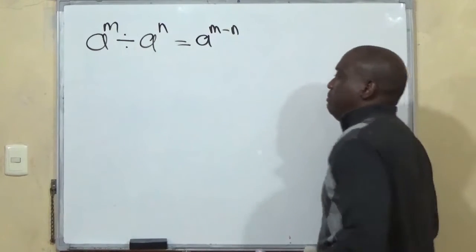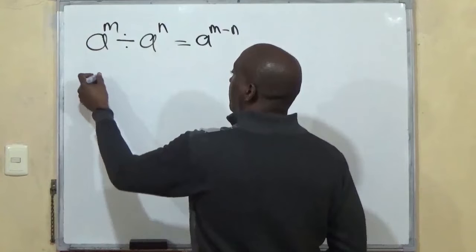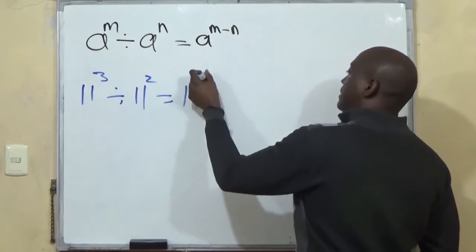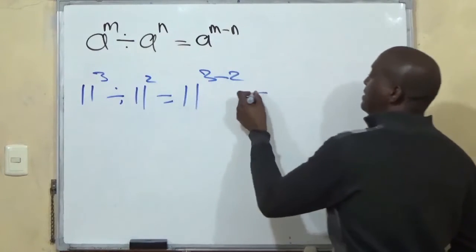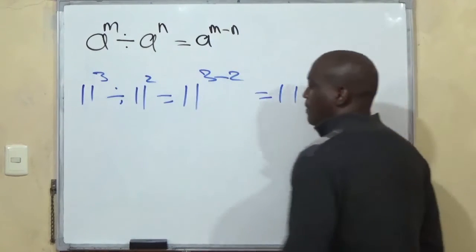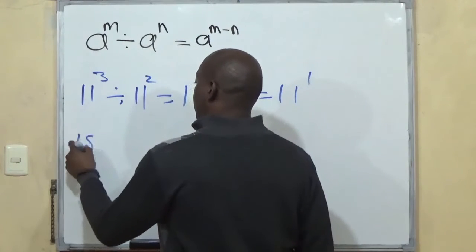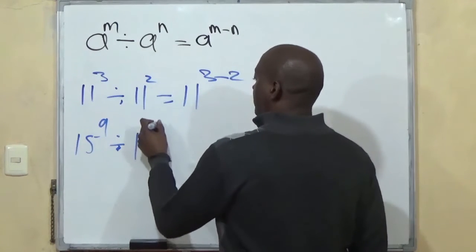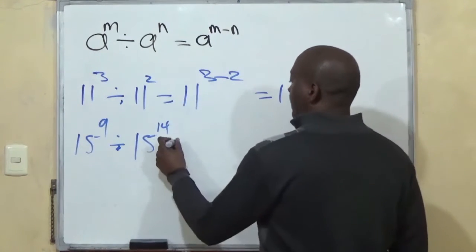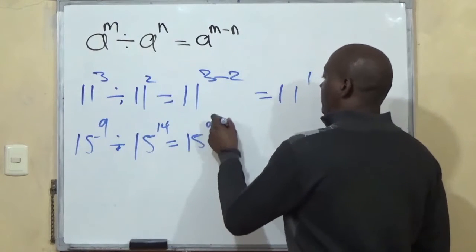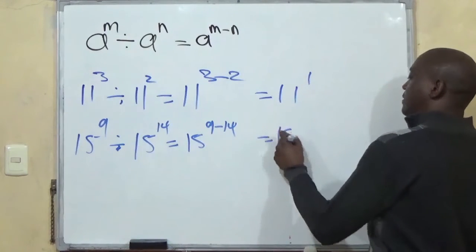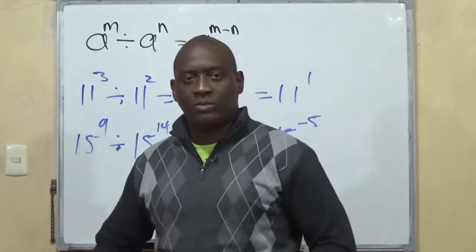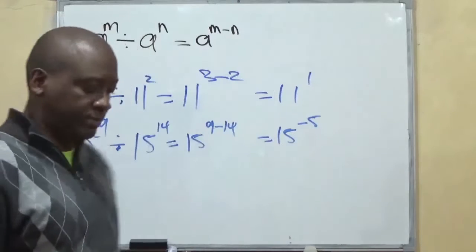If we say 11 to the power of 3 divided by 11 to the power of 2, that is 11 to the power of 3 minus 2, that is 11 to the power of 1. If I say 15 to the power of 9 divided by 15 to the power of 14, then that is 15 to the power of 9 minus 14, which is equal to 15 to the power of minus 5. So you see we have negative indices too. We will discuss what that means a little later on.